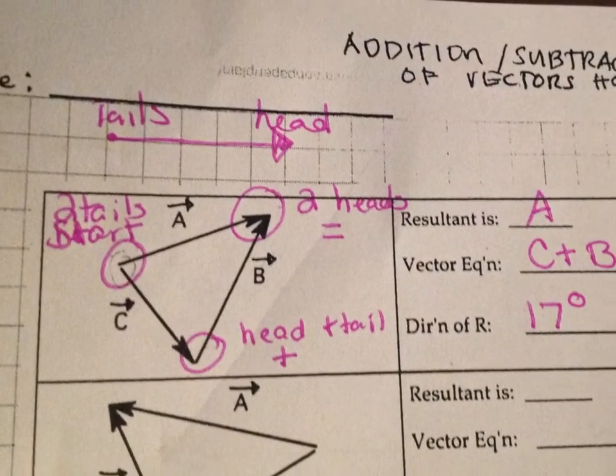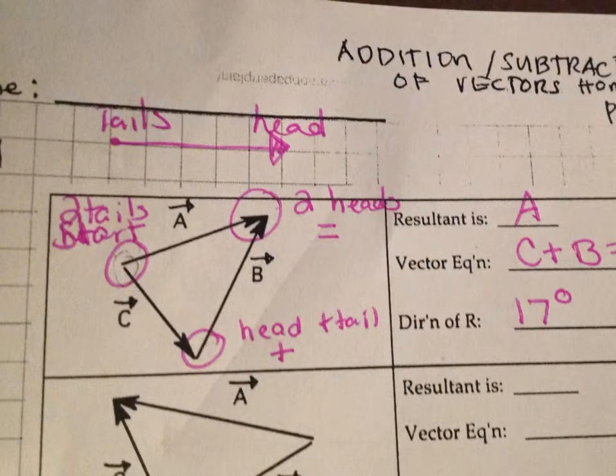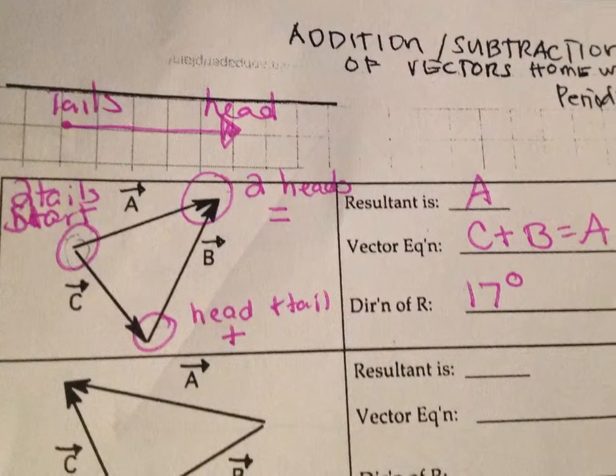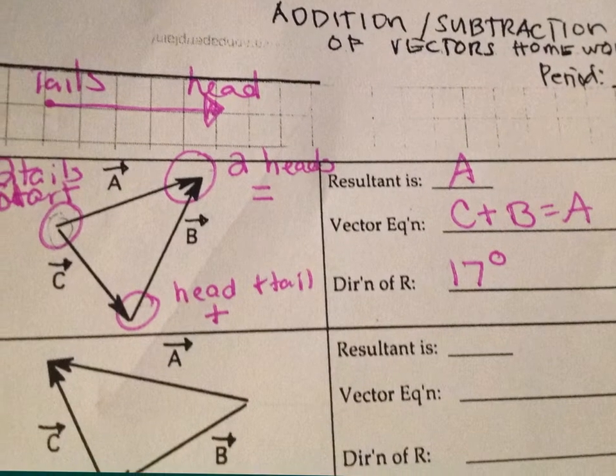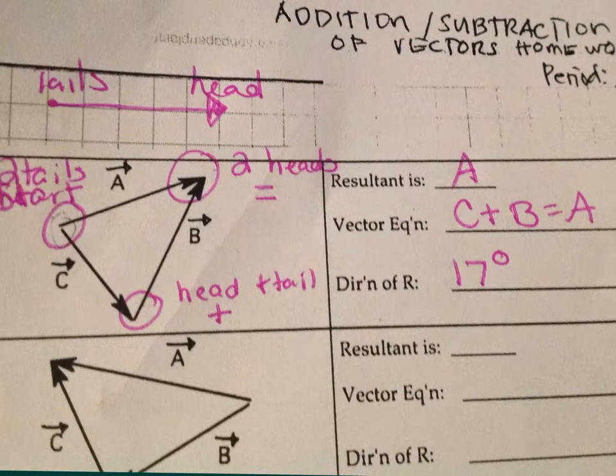We said earlier that our resultant is our answer vector. So if our equation is C plus B equals A, then the resultant has to be vector A. The next part of this question is to find the direction of R, or our resultant. So just like we learned yesterday with the location of the vectors, I lined up my protractor with where we started and measured the direction of A.